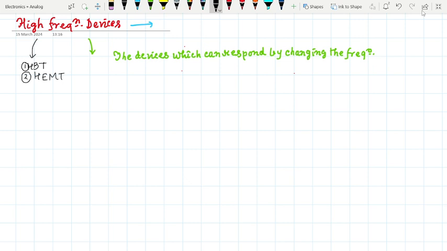Now the first point, as I have given you, is HBT, that is a heterojunction bipolar transistor. The things which we have already studied are the bipolar junction transistor and the field effect transistor. So at first we will deal with the bipolar junction transistor.